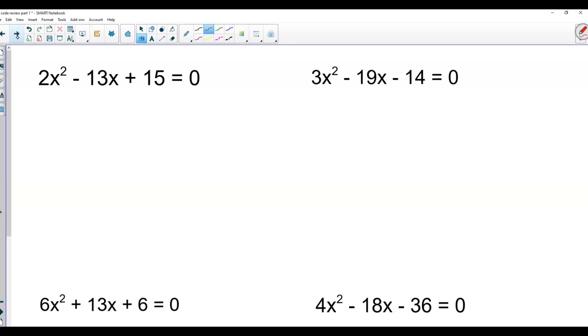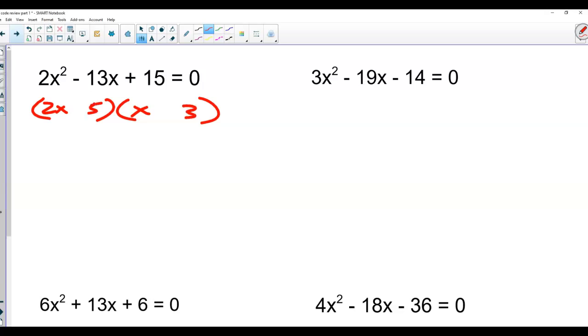Now, with the second page of it, we always want to look for a GCF first. The only GCF is in the bottom right one. The others, there's no GCF. What can I do to get 2x squared? It's 2x and x. What are my factors of 15? They're 5 and 3. So you're just putting the 5 and 3 here and here, or 3 and 5 here and here. You try it until you get something that works.